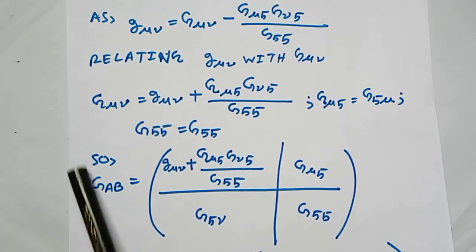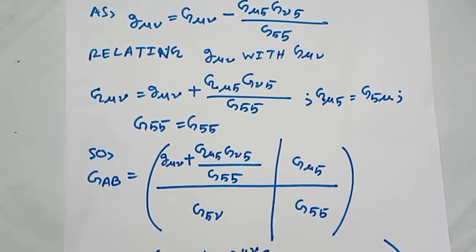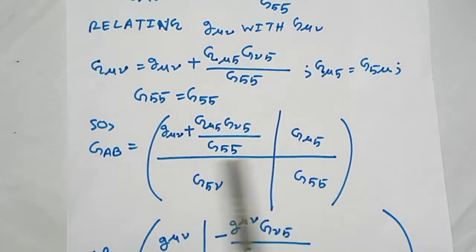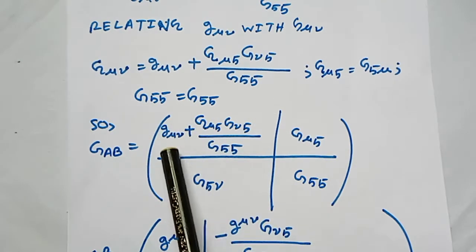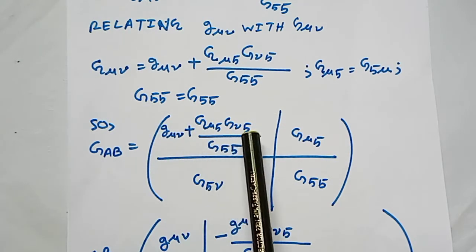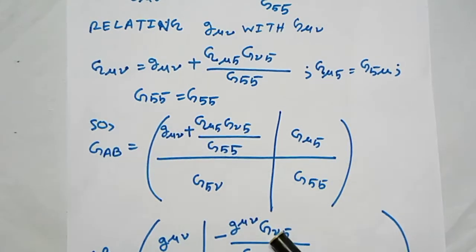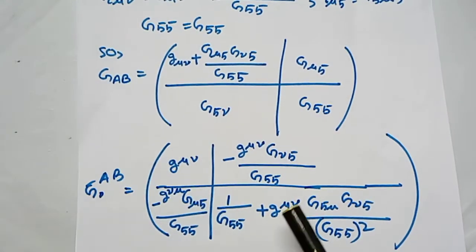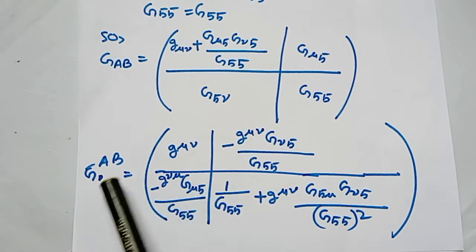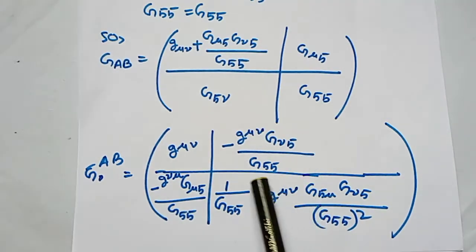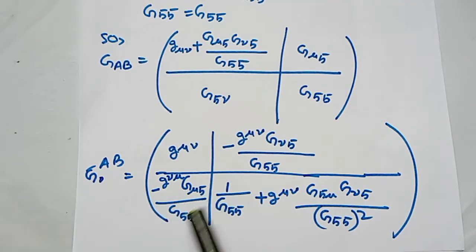This is the lower index matrix for the 5-dimensional. We have this is the upper metric. This is G mu nu, G mu 5, G nu 5, G55, G mu 5, G5 nu, G55. This is the metric for 5-dimensional. This is the 5 component. Now G^AB for upper index: G mu nu minus G mu nu G nu 5 G55 minus G nu mu G mu nu G55, 1 by G mu 5 plus G mu nu G5 mu G nu 5 G55, the whole square.